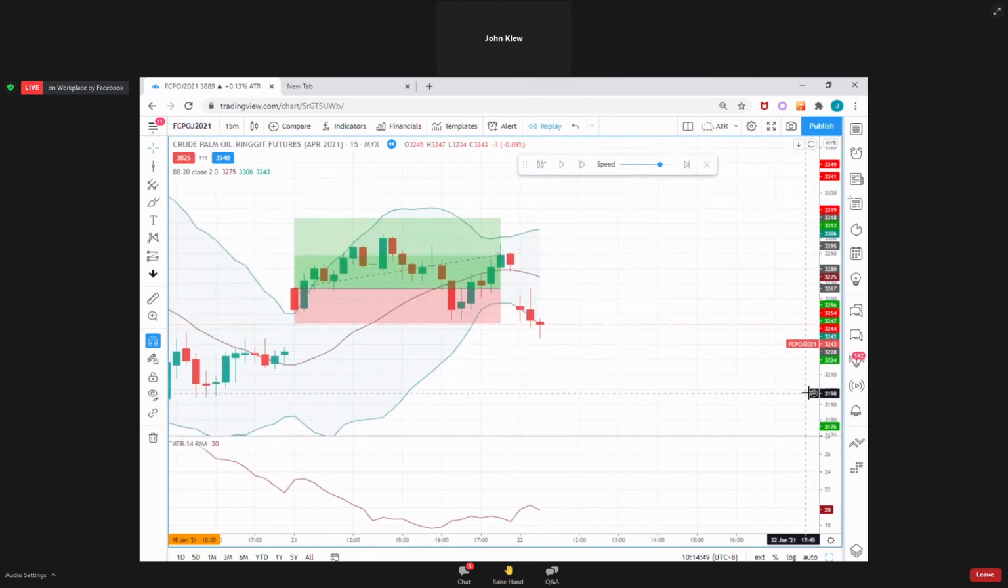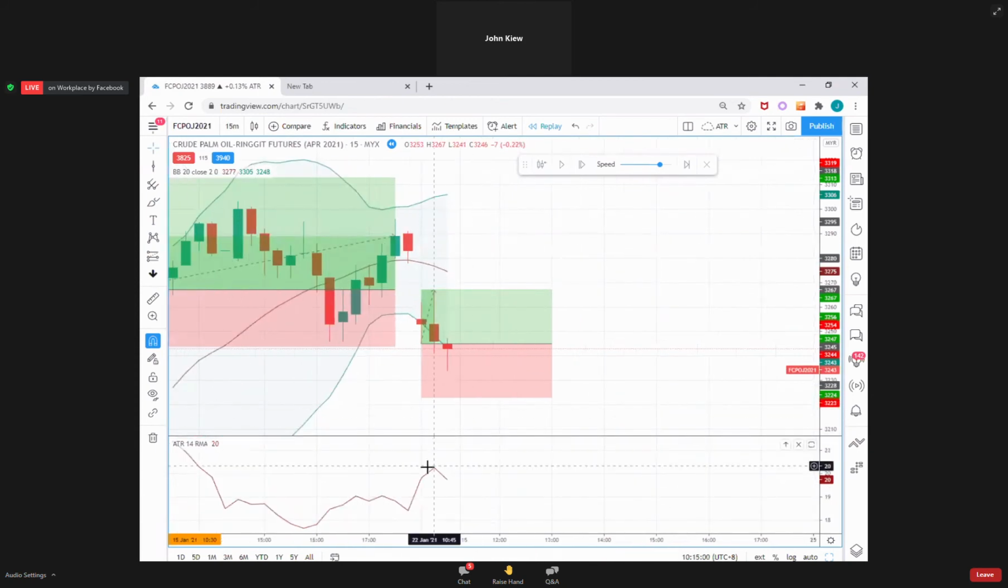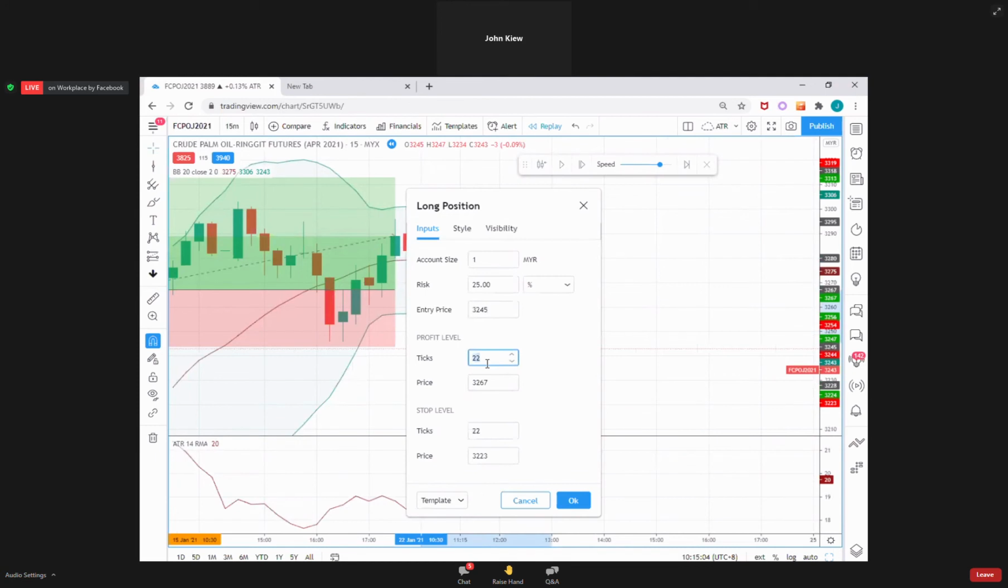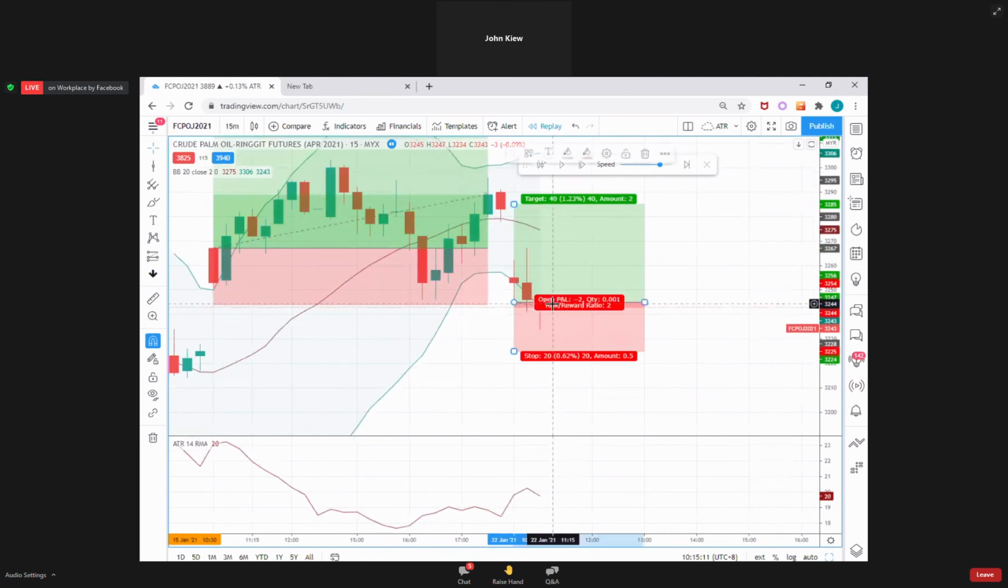Okay, so the next day we have a sell signal. This is 10:30. Then we have a sell signal here. Then the next bar we will short. Okay, shorted. So the signal bar is 20 points. So 40 to take profit, 20 to cut loss. Okay, so we shorted. Okay, I used the wrong bar.